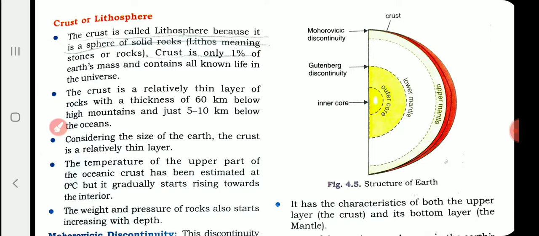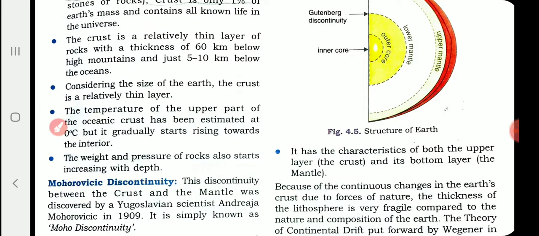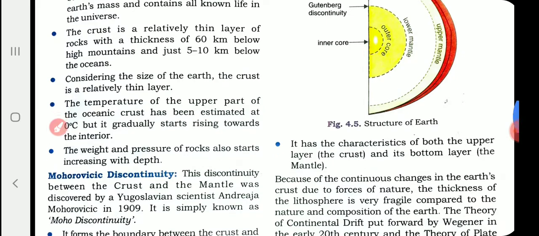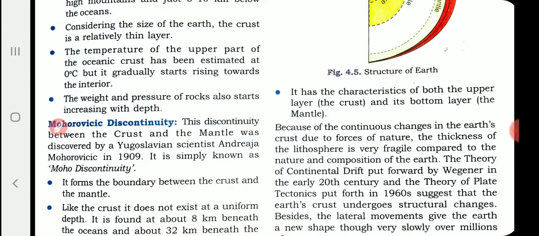So by these kilometers, we can understand that crust is the thinnest layer, followed by mantle. What is the thickness of mantle, or the length of mantle? 2900 kilometers. Below that goes the core.